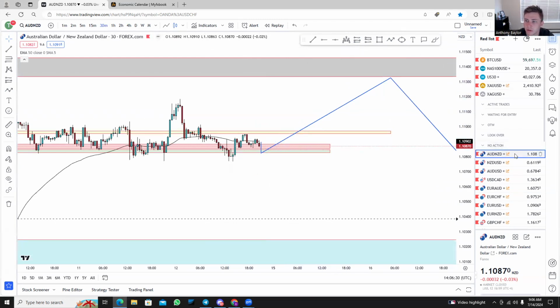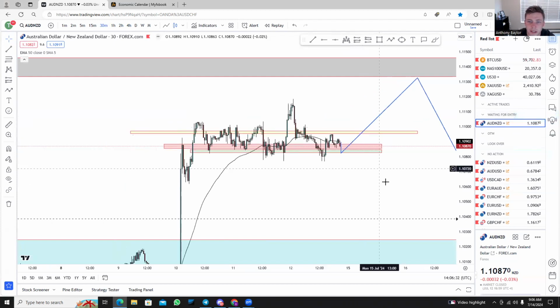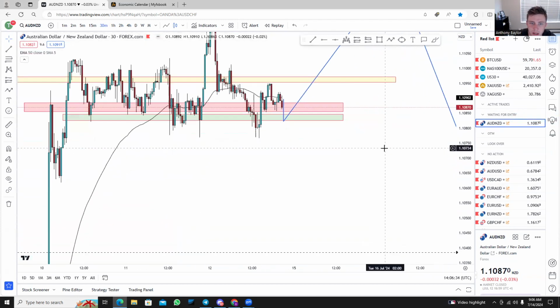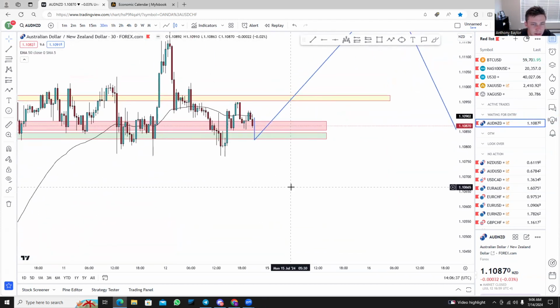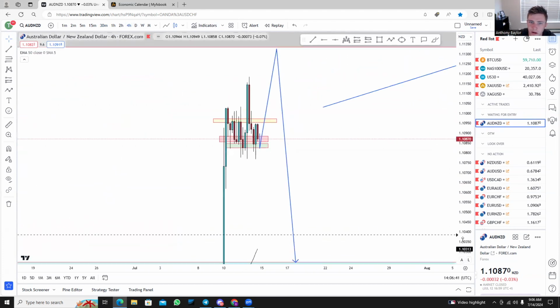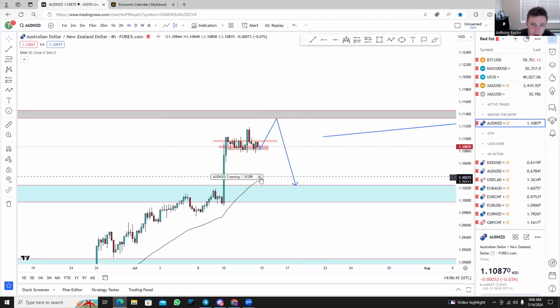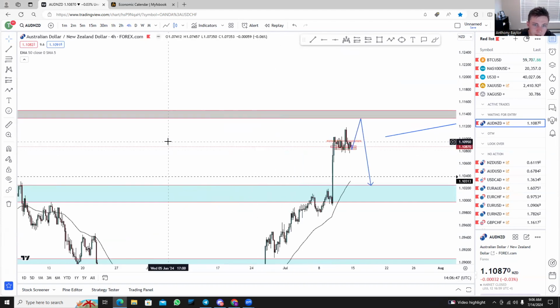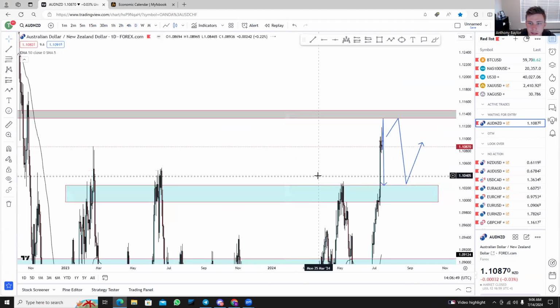So we're gonna move this one to our waiting for entry, just because I think that's what's gonna happen. Because of the 4 hour, I would short it down to the 4 hour. You can see I have an alarm here. I want to see it come back up. Let's see in daily.